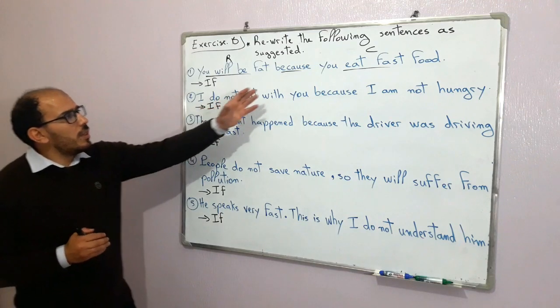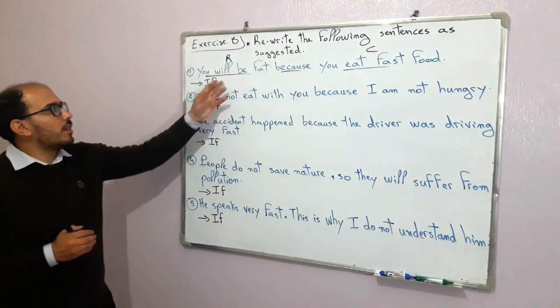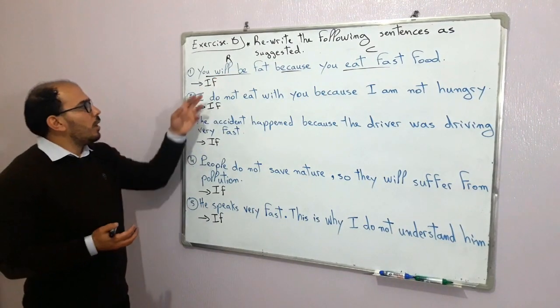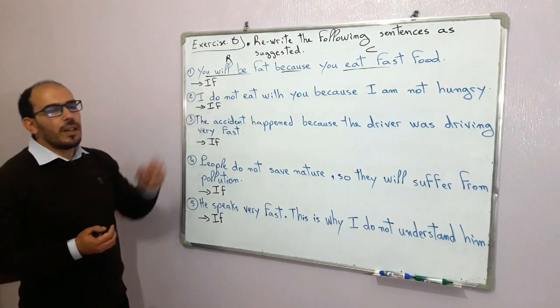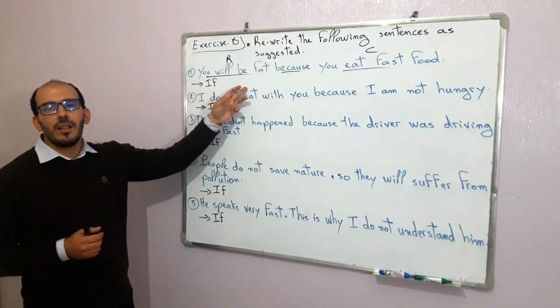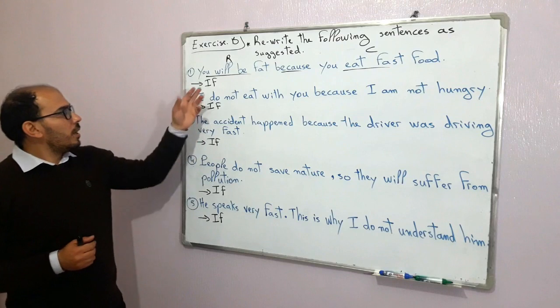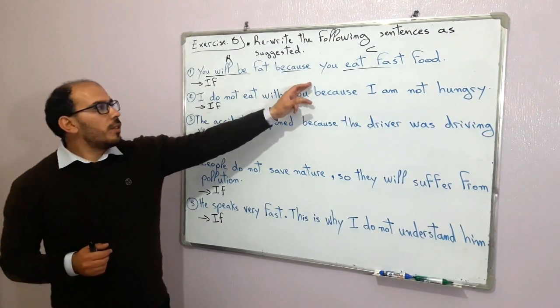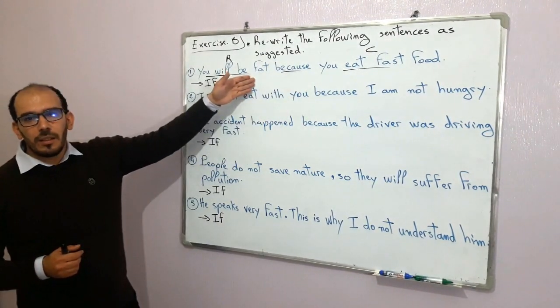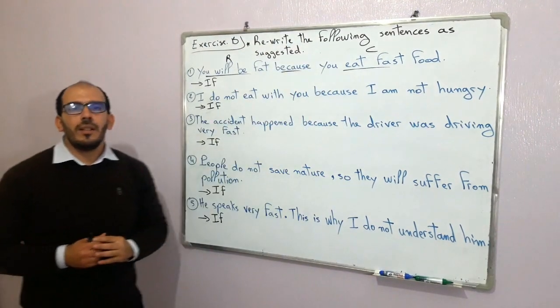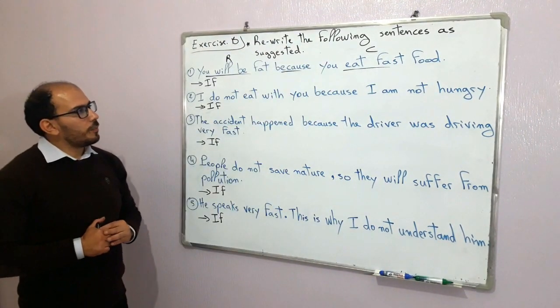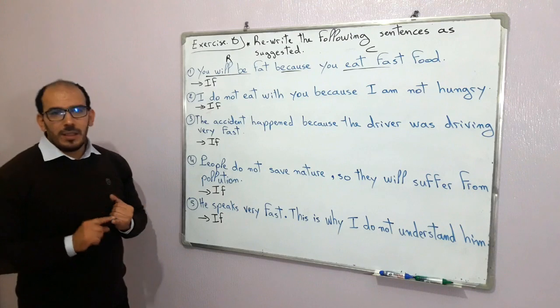Because when I know that this is the condition and this is the result, this helps me put them in order when I have if, because if is all the time followed by the condition and then we have the result. And if you put if in the middle, this means it is preceded by the result and followed by the condition. Right, this is the first thing.